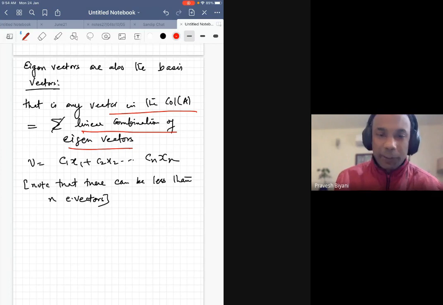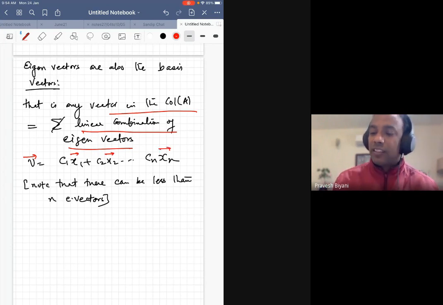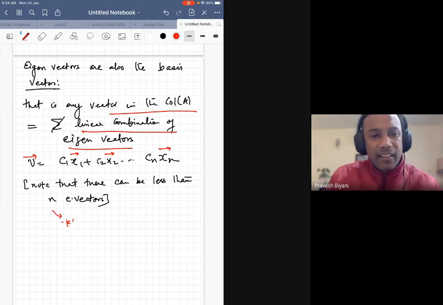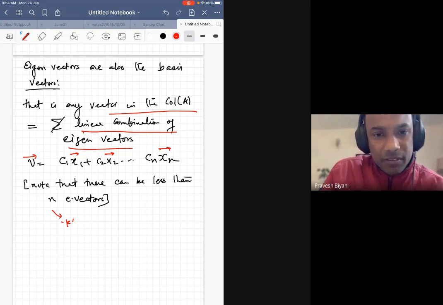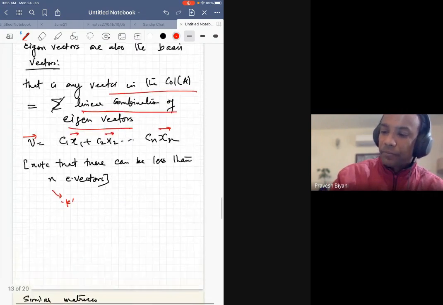Same way. Which means that any vector V can be represented as a linear combination of the n eigenvectors, or whatever, even k eigenvectors. Any vector in the column space of A can be written as a linear combination of the eigenvectors of A. Because they are bases, we can write it like this. All right? Is that okay?